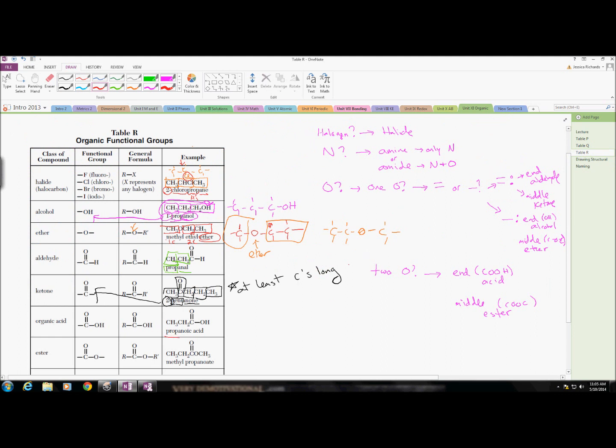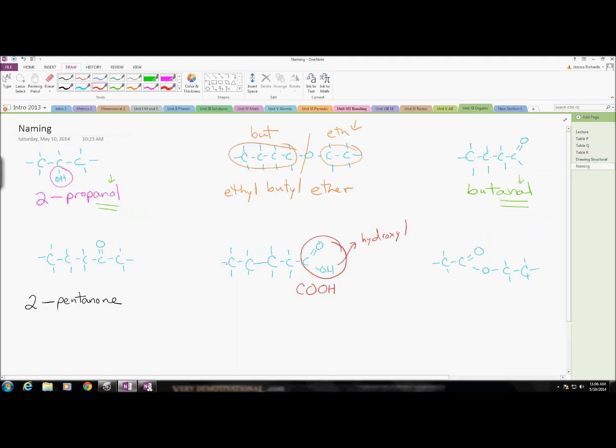Their example, propanoic acid. Prop we know means 3 carbons. Anoic acid must be the ending for an organic acid. CH3, CH2, COOH. Here's my functional group. No numbers needed. Count the number of carbons. Add anoic acid. Nice and simple. So this one has 1, 2, 3, 4, 5. 5 is pent. And you just add anoic acid. Nice and easy to name those guys.